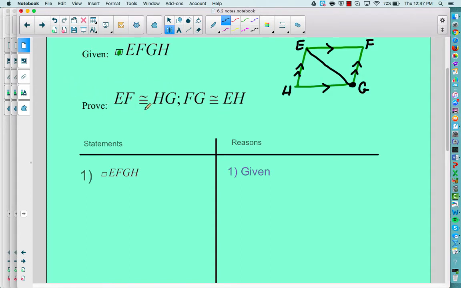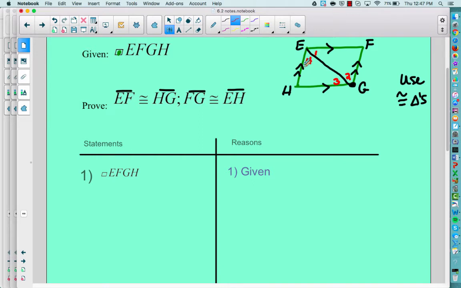So in order to prove that these segments are congruent, EF and HG and FG and EH, we're going to use congruent triangles. Okay, so I drew my figure. I've got my parallel lines marked. I'm actually gonna help myself. I'm gonna put in 1, 2, 3, and 4.